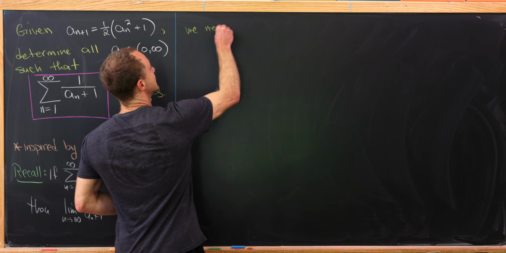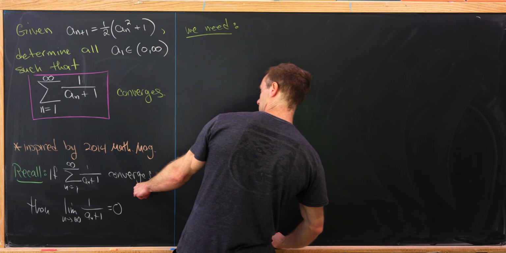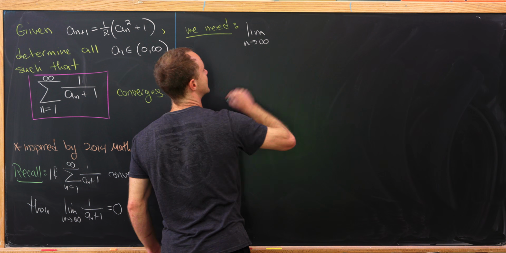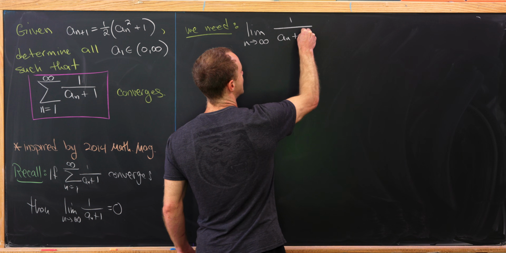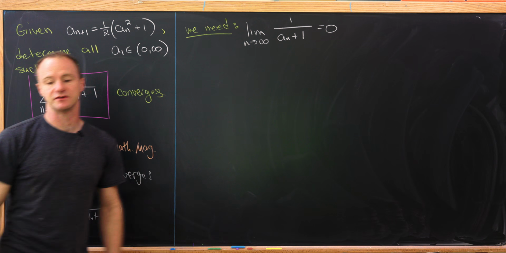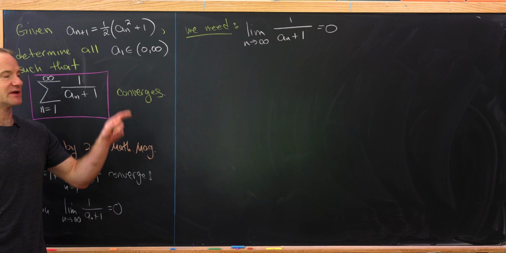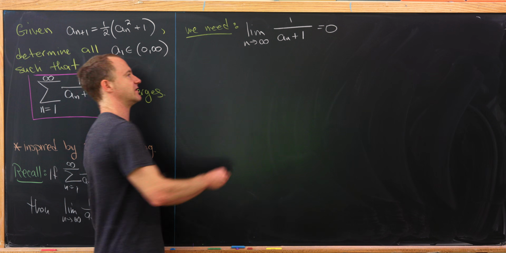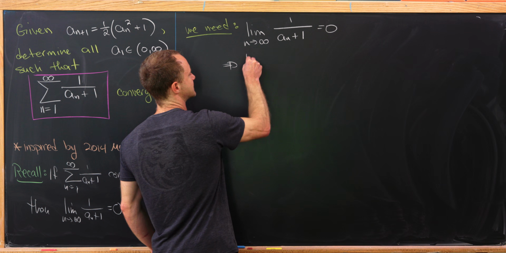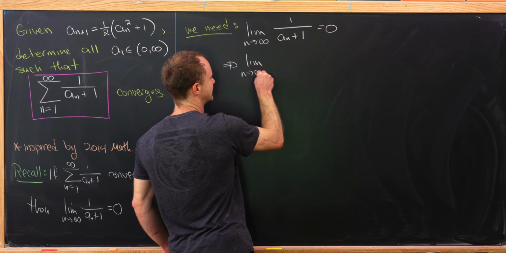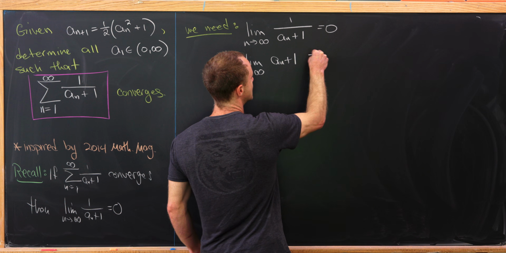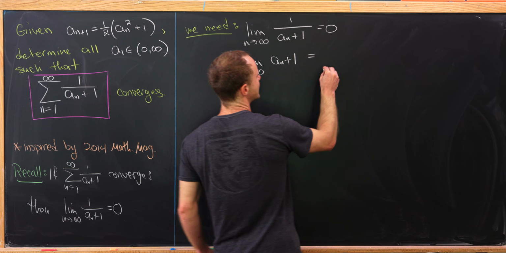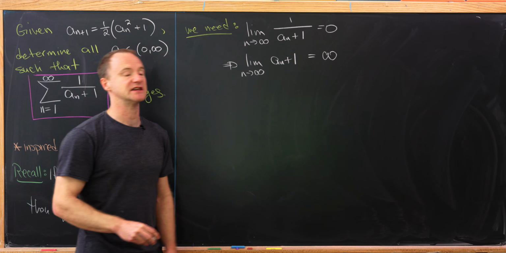Okay, so let's spell that out over here. We need, from this test for divergence, the limit as n goes to infinity of 1 over a_{n+1} to be equal to 0. But if that limit equals 0, then the limit of the reciprocal must be positive or negative infinity. So we have the limit as n goes to infinity of a_{n+1} must be equal to, like I said, plus or minus infinity.